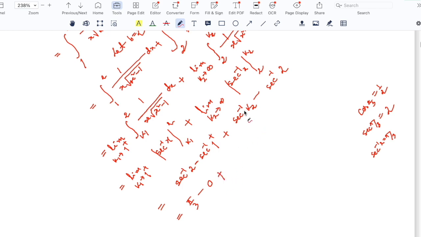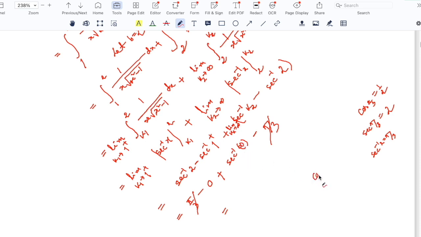plus sec inverse k2, and if you put infinity then it will be sec inverse infinity, so let me put here limit k2 tends to infinity. I should keep it here, which is this minus sec inverse 2 again pi by 3, so you can cancel pi by 3 and pi by 3, and sec inverse infinity is equal to what?